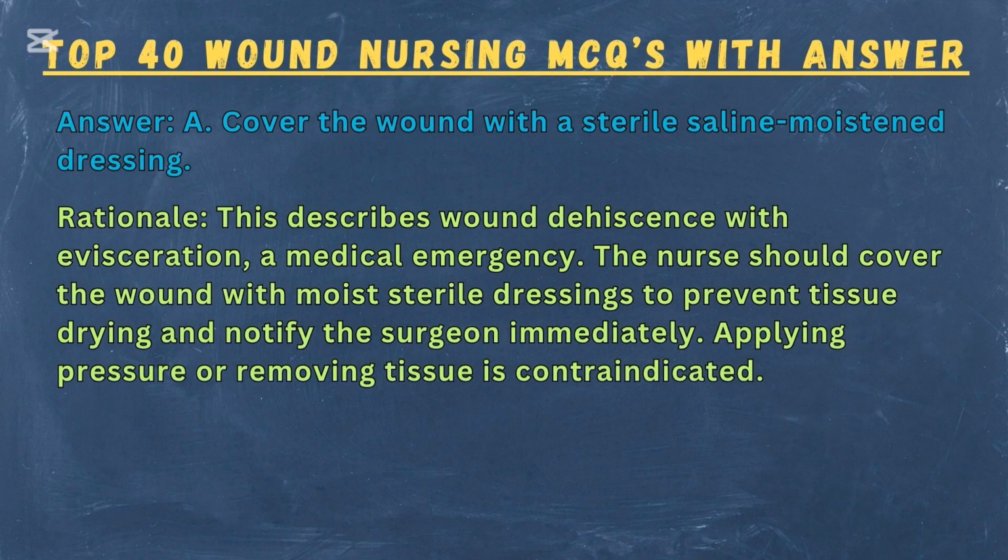Answer. A. Cover the wound with a sterile saline moistened dressing. Rationale. This describes wound dehiscence with evisceration, a medical emergency. The nurse should cover the wound with moist sterile dressings to prevent tissue drying and notify the surgeon immediately. Applying pressure or removing tissue is contraindicated.